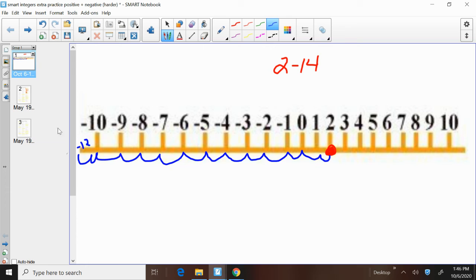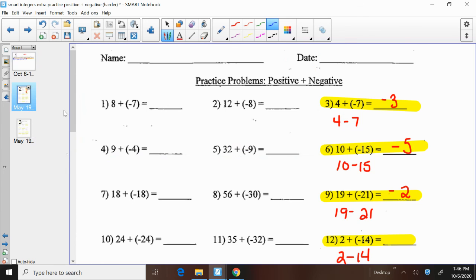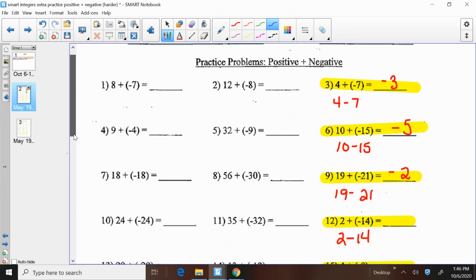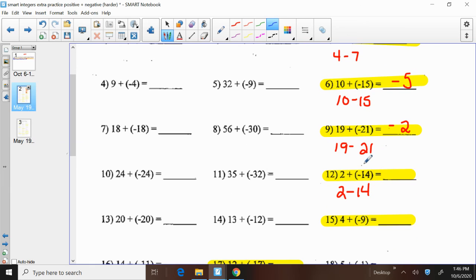So let's see if that makes sense of what I said, what we did here. What's larger, my positive or my negative? Oh, my negative is larger. So that means my answer is going to be a negative. And then I ask myself, what's 14 minus 2? 12. So my answer is -12.